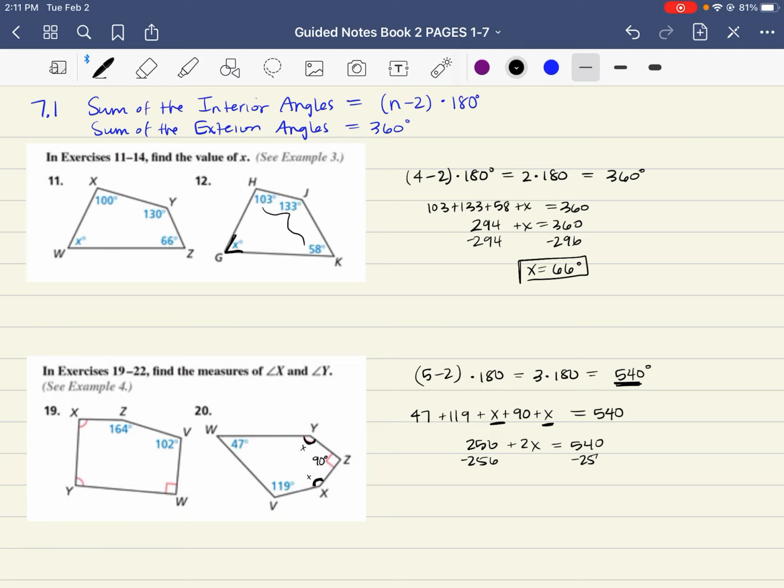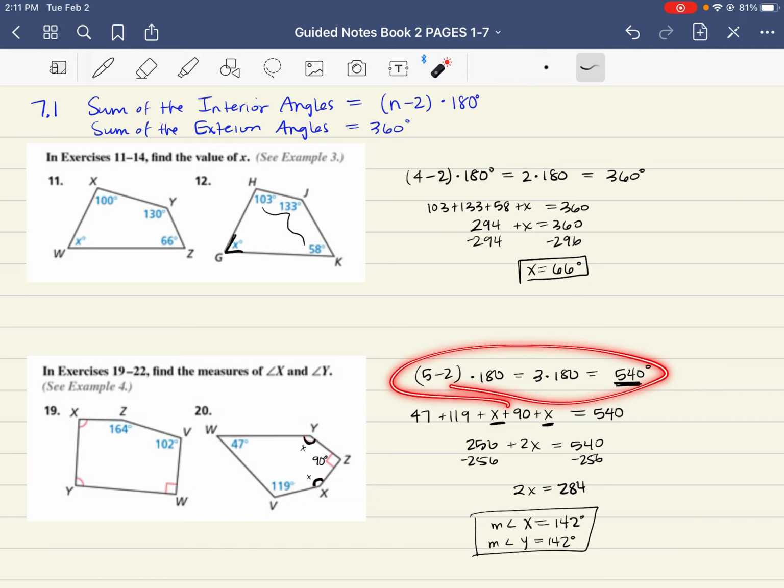Right? We subtract the 256, and 2x is equal to 540 minus the 256, which is 284, and then we would divide that by 2. So each of those angles, the measure of angle x is 142, and the measure of angle y is 142 because they're equivalent. So we know that those are the angles.